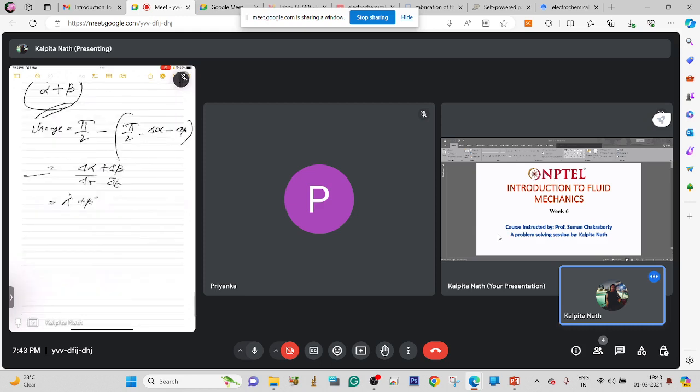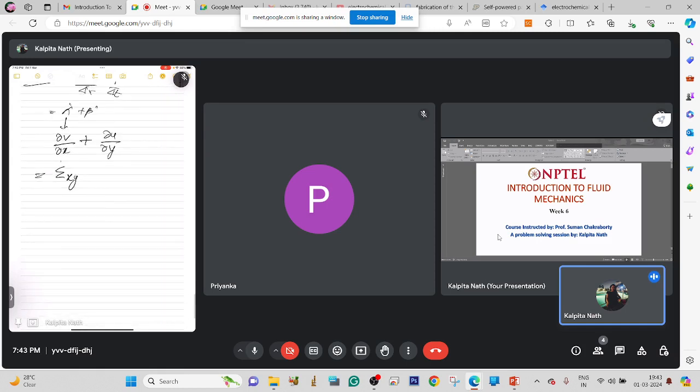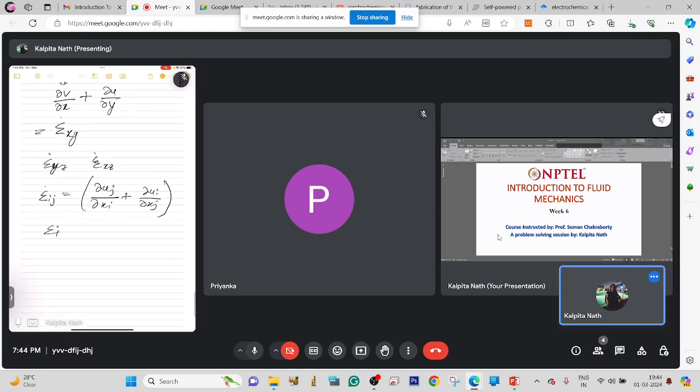So this we already know as del v del x, and this we already know as del u del y. So we are denoting it as epsilon xy. Similarly, we can also find epsilon yz and epsilon xz. In short, epsilon ij is equal to del uj upon del xi plus del ui upon del xj. And epsilon ij is equal to epsilon ji.